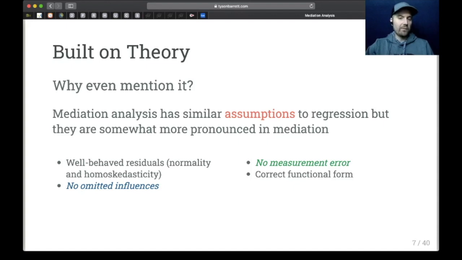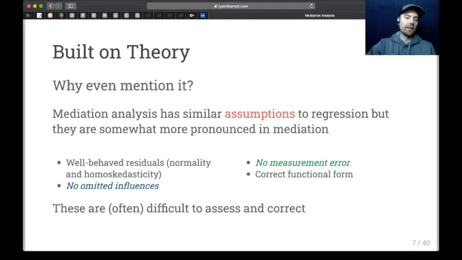Of course, the well-behaved residuals and the correct functional form, those are still there. All these assumptions that we have with regression are still there, but the omitted variables and measurement error can be more problematic in mediation. Sometimes these are difficult to assess and correct, especially the no omitted influences. It's really built on theory, deciding what else is supposed to go in the model, what things we are supposed to control for.